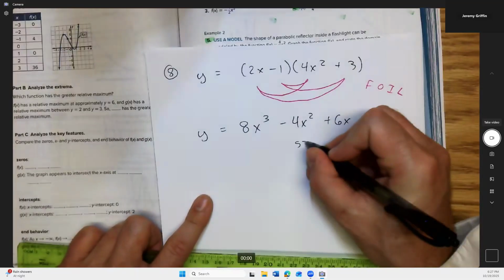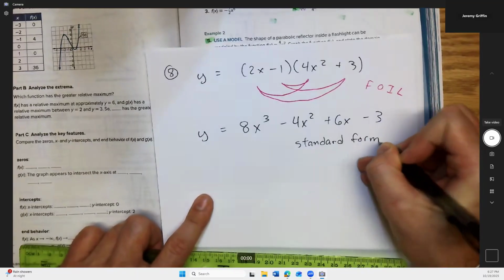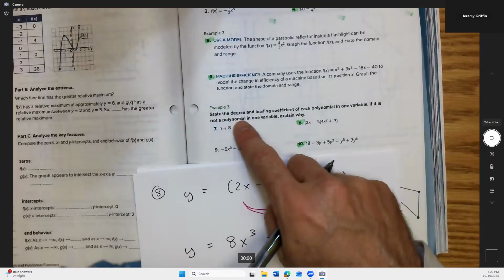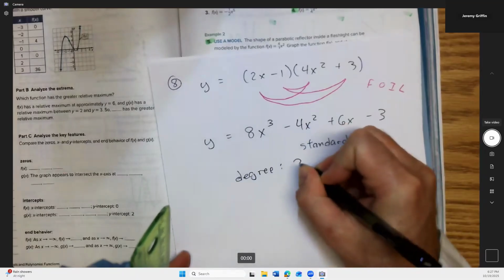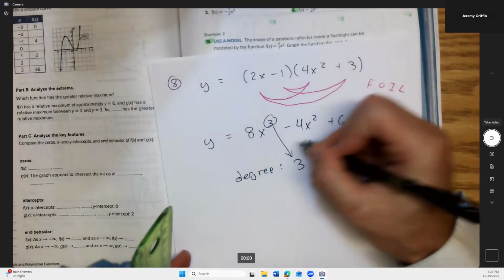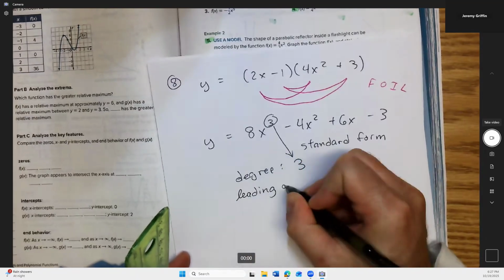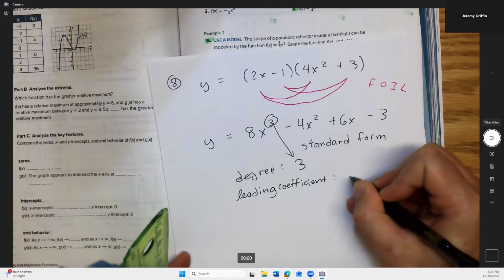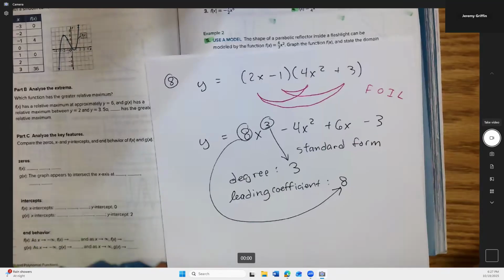I'll spell it out. Standard form. When you have it in standard form, you can answer the question, which is what's the degree and leading coefficient? So it has degree of 3 because of this right here. And the leading coefficient is 8 because of that right there. There you go. That's all.